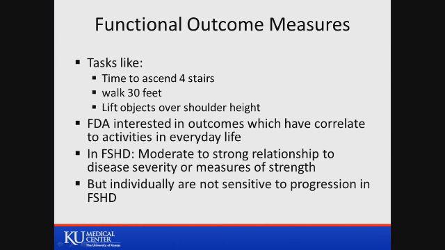These are things like the time to go up some stairs or to walk a given distance or to lift objects over the head. The FDA is really interested in these outcomes because intuitively it seems like activities that correlate to things that you do in everyday life would be meaningful. In FSHD, we've looked at a number of these, and they show moderate to strong relationships to disease severity or measures of strength. But when you look at populations of individuals, we don't really see them changing over time.